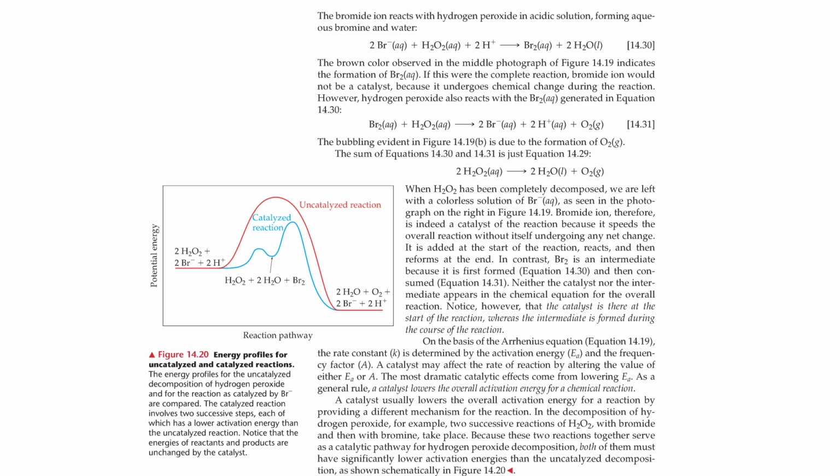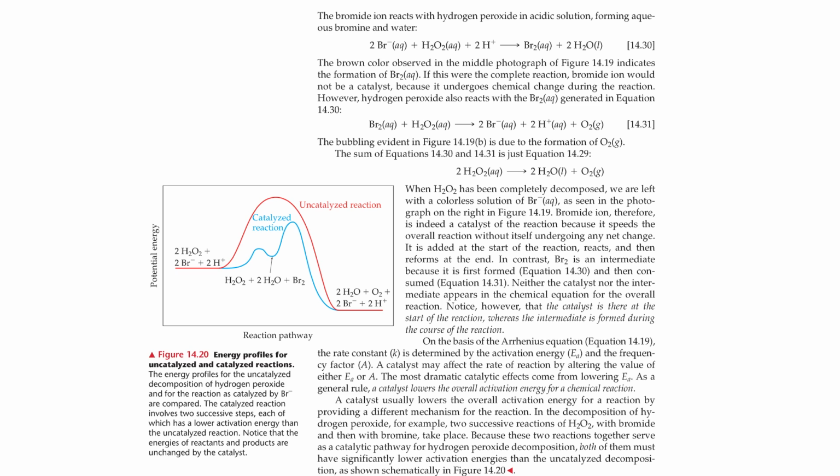On the basis of the Arrhenius equation, equation 14.19, the rate constant k is determined by the activation energy and the frequency factor. A catalyst may affect the rate of reaction by altering the value of either the activation energy or the frequency factor. The most dramatic catalytic effects come with lowering the activation energy. As a general rule, a catalyst lowers the overall activation energy for a chemical reaction.